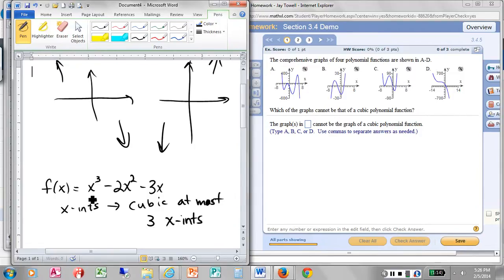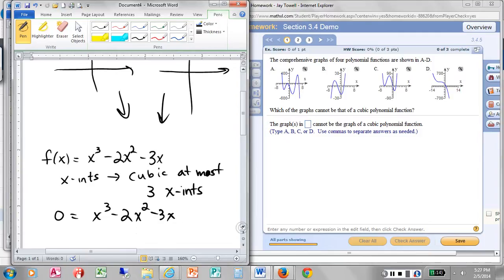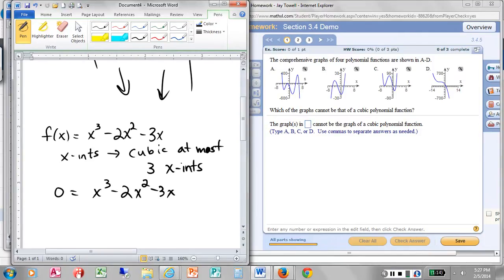And that's simply because if we solve this equation, let f of x be 0, this one would solve by factoring, but simply put, you're not going to get any more x-intercepts than what your highest degree is. So a cubic is third degree. You're going to have at most 3 x-intercepts. Well, if you look back here at A, you got 1, 2, 3, 4 x-intercepts, and that's just not going to happen on a cubic.